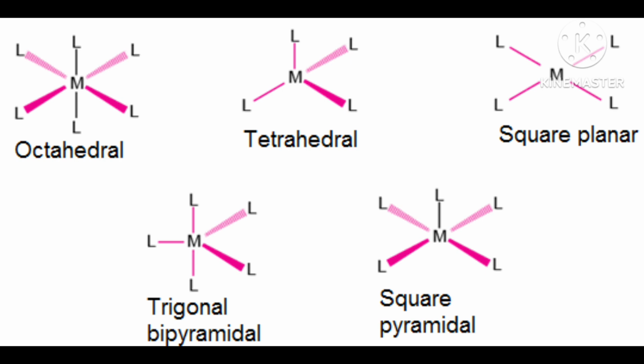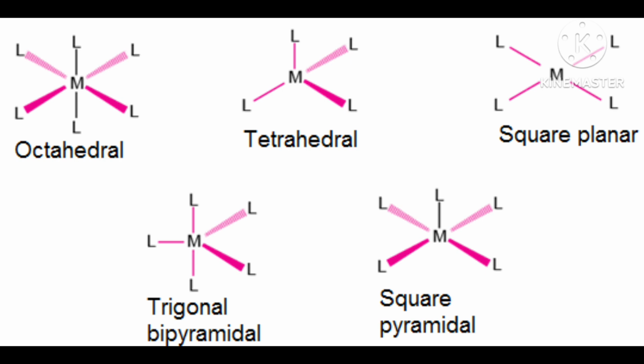For example, [Co(NH3)6]3+. Here 6 ammonia is there. This is octahedral. Octahedral means the central metal or ion will be in the middle, and 6 ligands will be surrounding the metal. 6 bonds will be there: left side 2 bonds, right side 2 bonds, 1 upside, 1 down. Total 6 ligands are attached to the central metal. This is the octahedral.